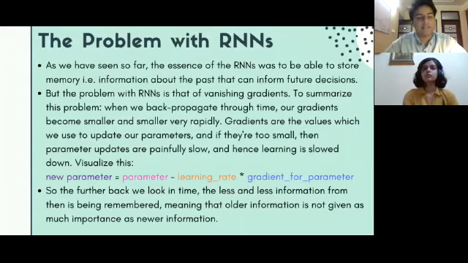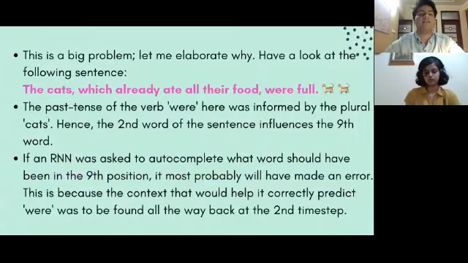And what this means is that the further back we look in time, the less and less information from then is being remembered, meaning that older information is not given as much importance as newer information. Let me repeat that because it's important that you understand that. The further back we look in time, the further back we backpropagate, you can think of it like that, the less and less information from then is being remembered, and that means that older information is not given as much importance as newer information. All right. This is a big problem, but why?